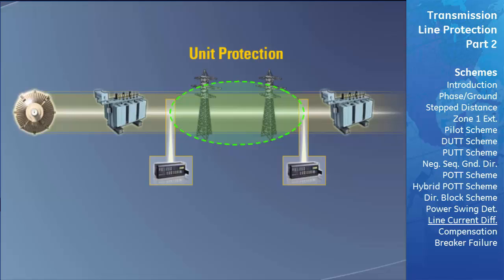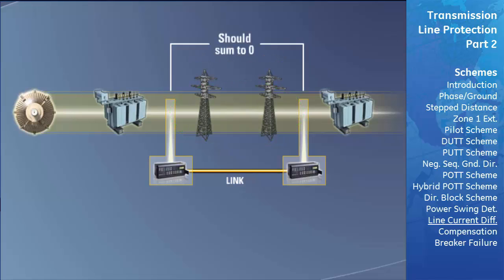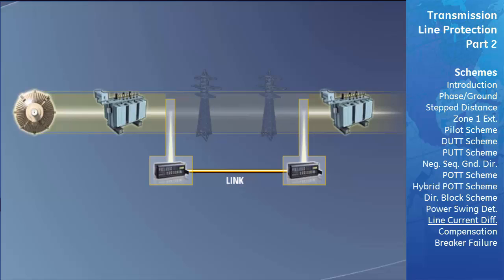Line current differential relaying measures and compares the current at both ends of the line using two separate relays and a communications link. The zone of protection is the segment of the line between the two sets of CTs. Theoretically, the sum of the two currents should be zero. If there is a difference beyond a reasonable amount, there is a fault on the line, and so both relays trip their respective breakers, isolating the line.